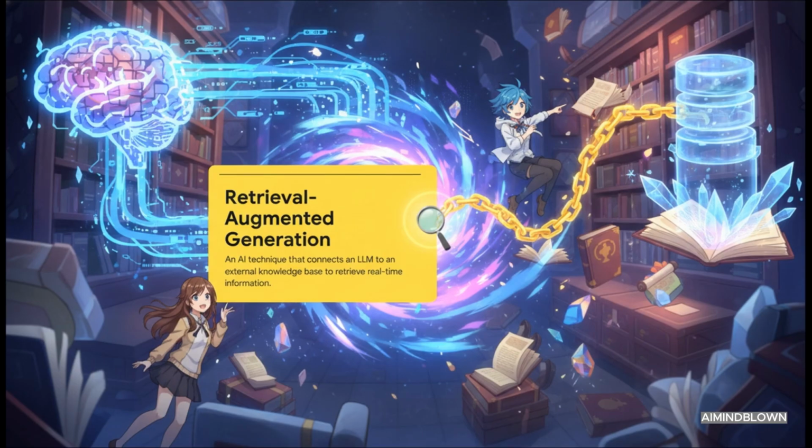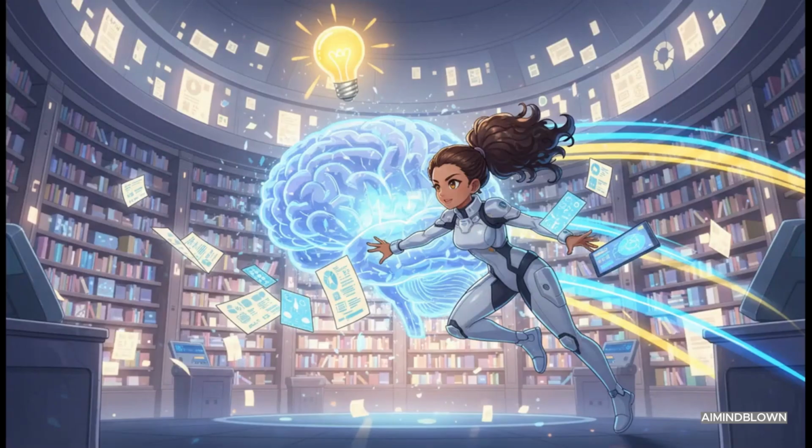I love this analogy. Think of RAG as a hyper-efficient research assistant. Before the AI even thinks about answering you, this little assistant instantly zips through a ton of documents and hands the AI the exact perfect piece of information it needs to give you a great answer.